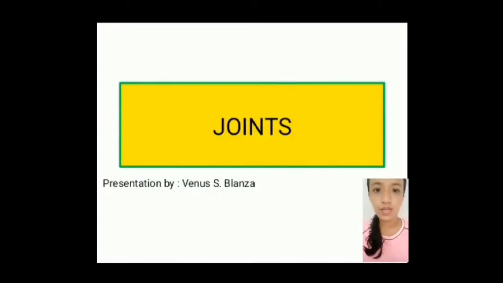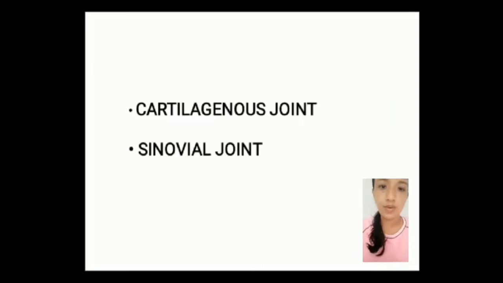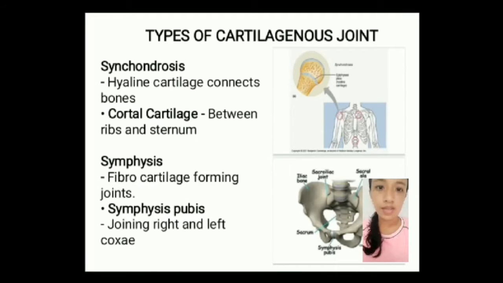Good day everyone, we discussed today about the joints. What I discussed is all about the types of the cartilaginous joint. Number one is the synchondrosis. Synchondrosis is hyaline cartilage that connects bones, such as the costal cartilage between ribs and sternum. Symphysis is fibrocartilage forming joints, such as the symphysis pubis joining the right and left coxae.